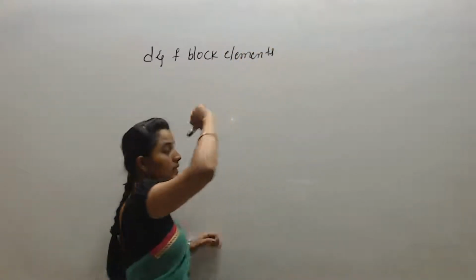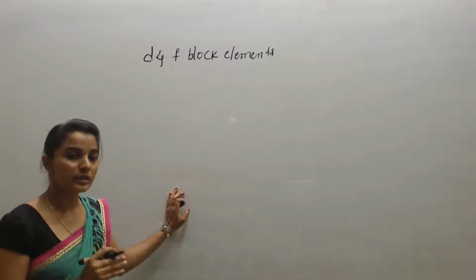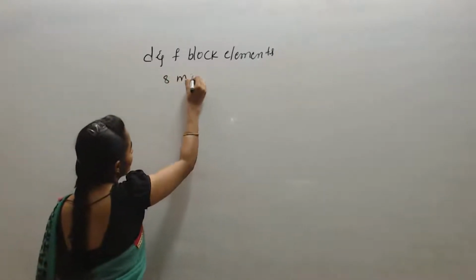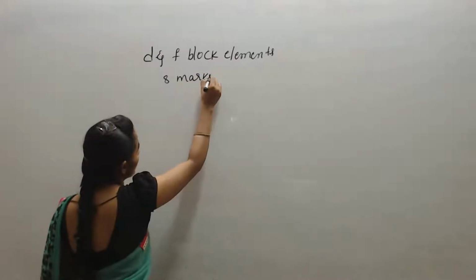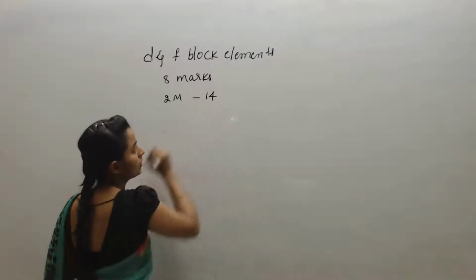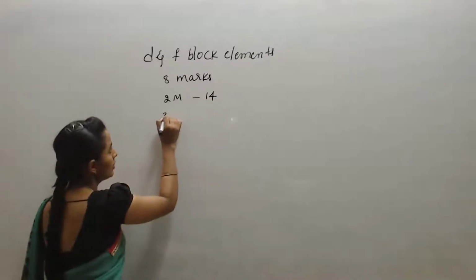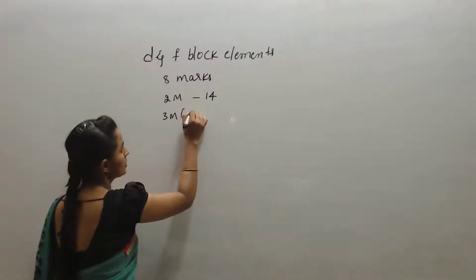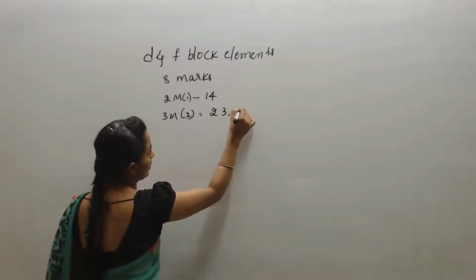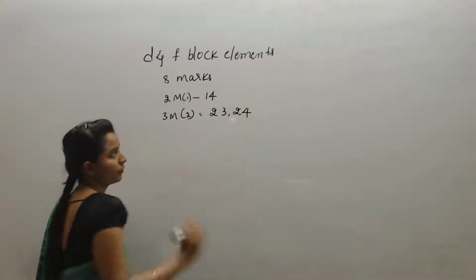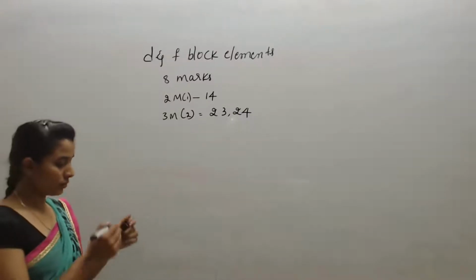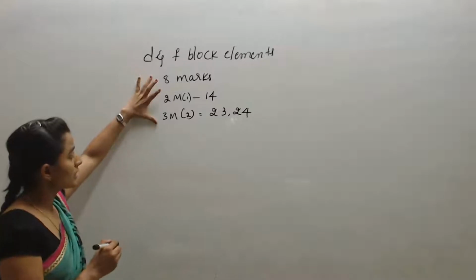So listen, students. This chapter on D and F block elements covers 8 marks. That is 2 marks, one question, question number 14. Then 3 marks, 2 questions: question number 23 and question number 24. So this chapter covers 8 marks, students.